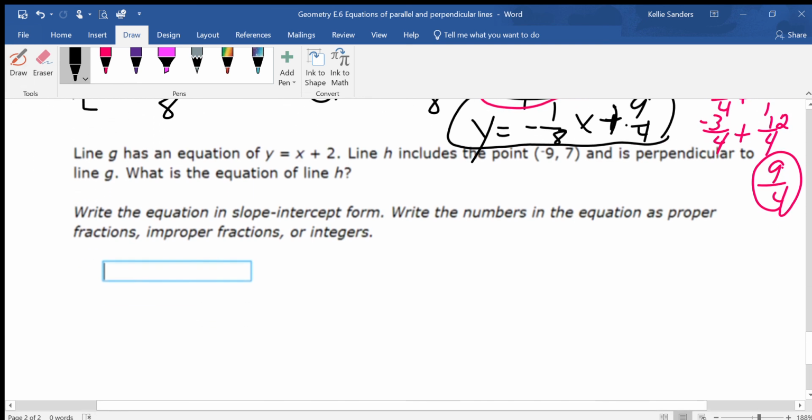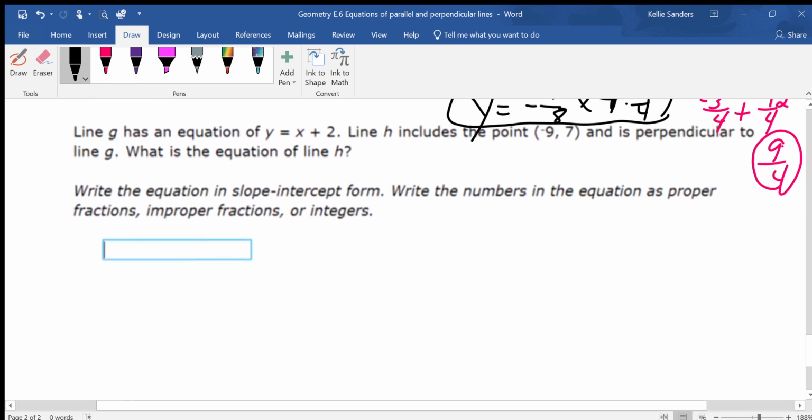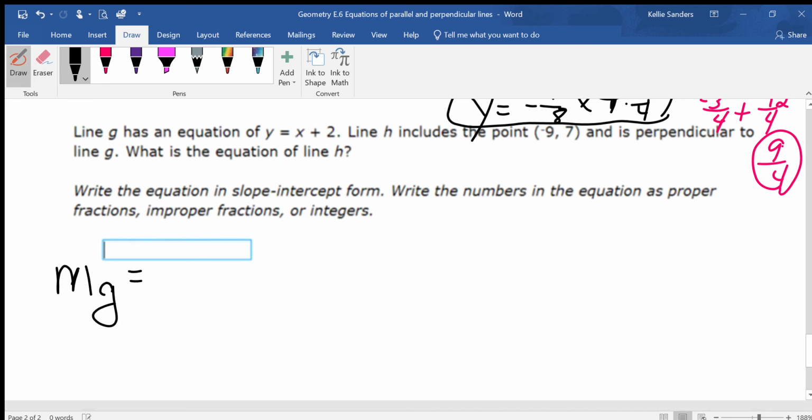Save the best one for last. Okay, so line G has an equation of y equals x plus 2. So what's the slope of G? 1. Okay, I'm done with that.